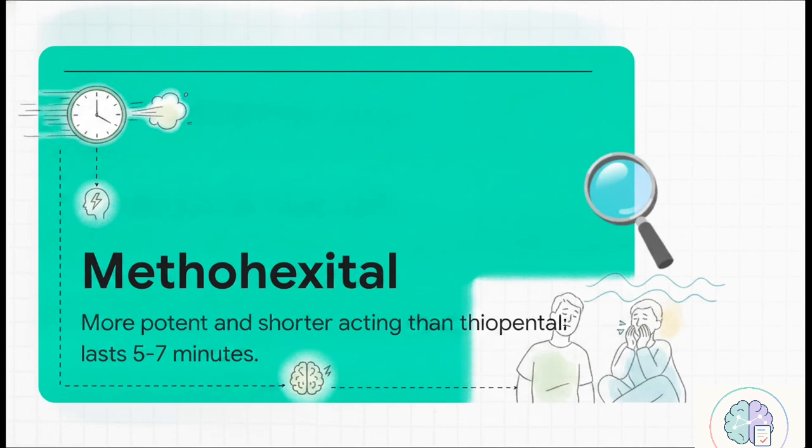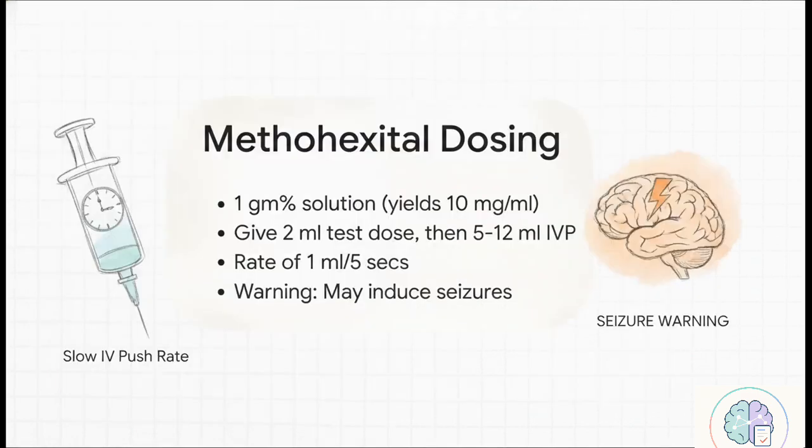First up in this class is methohexital, also known by its brand name, Brevital. This is a barbiturate that's actually more potent and shorter acting than thiopental. It only lasts about 5 to 7 minutes. For methohexital dosing, you're going to use a 1 g% solution, which yields 10 milligrams per milliliter. Always give a 2 mL test dose first and then administer 5 to 12 mLs via IV push.